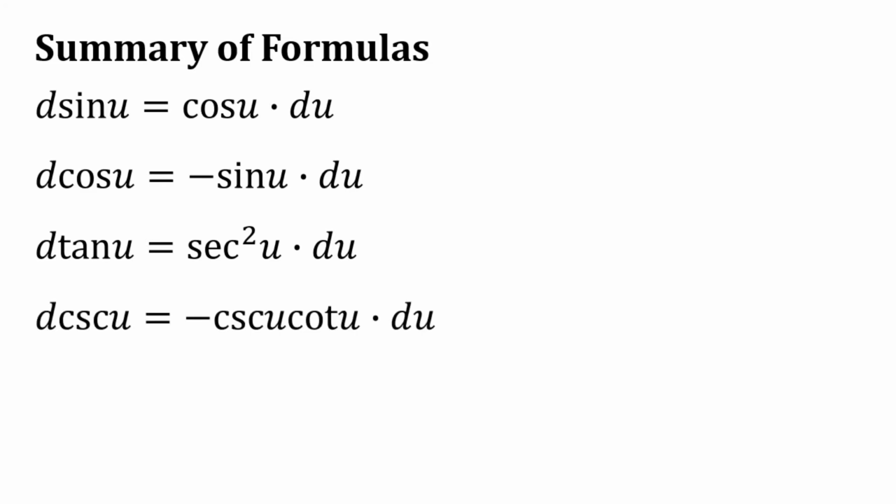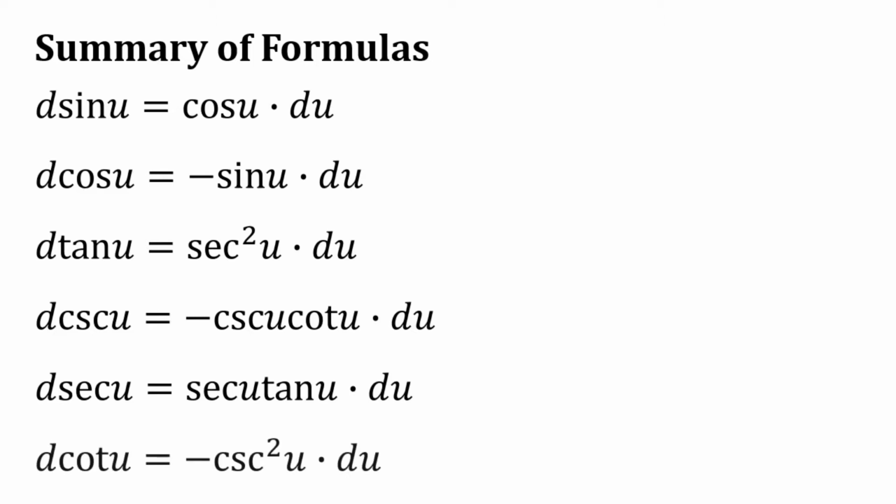The derivative of cosecant u is equal to negative cosecant u cotangent u times du. The derivative of secant u is equal to secant u tangent u times du. And finally, the derivative of cotangent u is equal to negative cosecant square u times du.